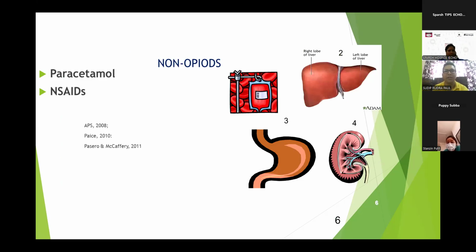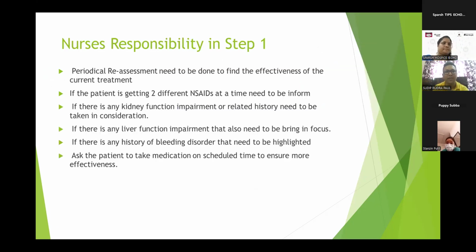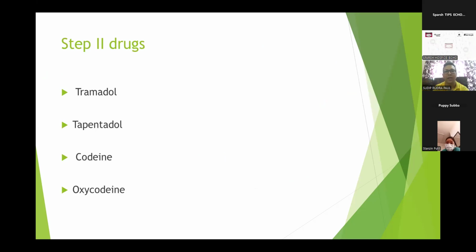If the patient is having any kind of hepatic problem like a liver lesion, we should try to avoid paracetamol. If they have any kind of stomach upset, we try to avoid NSAIDs. If they have any kind of kidney related problem, we try to avoid NSAIDs as far as possible. If they have any kind of bleeding disorder, or bleeding is happening, we try to reduce NSAID consumption. If we see the step two drugs, there are tramadol, tapentadol, codeine and oxycodone.